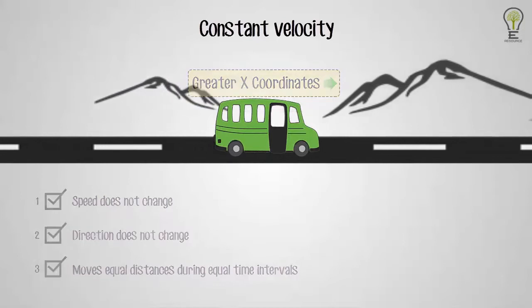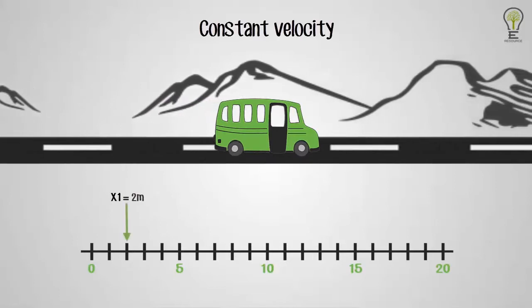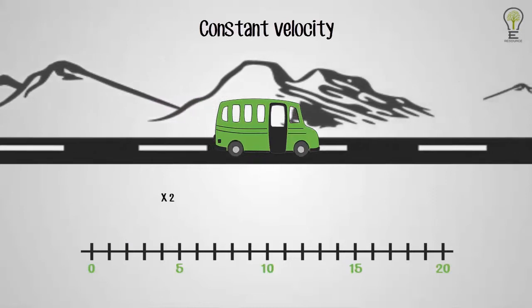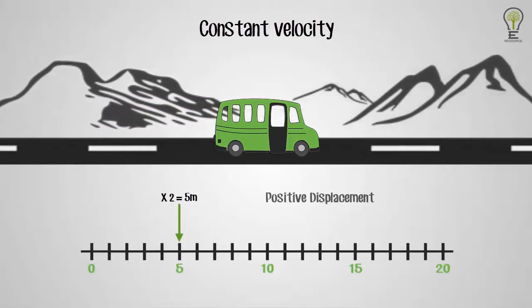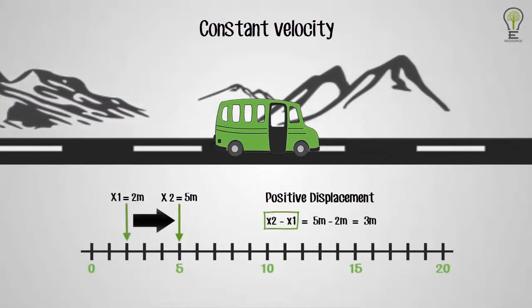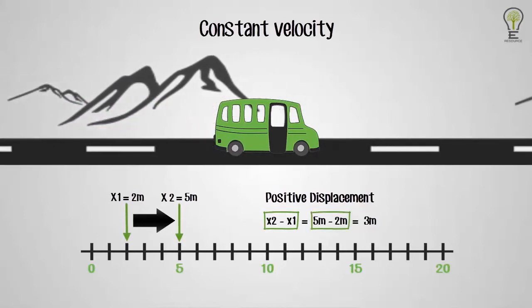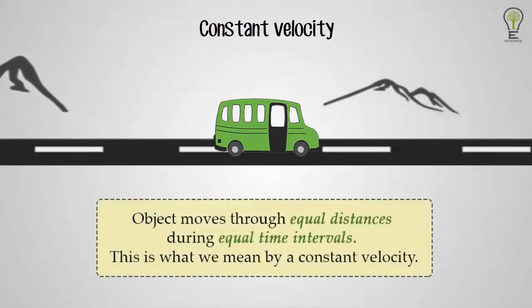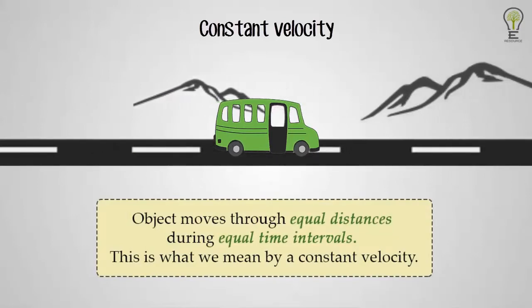This car is moving with constant velocity. It has greater x coordinates and it has positive movement, and we can prove it by this example. Let's take x1, which is 2 meters, and x2 is 5 meters, and let's take the change of this displacement. Here x2 minus x1 gives us 3 meters, and it means it's a greater displacement. In other words, it's a positive displacement. Okay guys, objects move through equal distance during equal time intervals. That is what we mean by constant velocity.